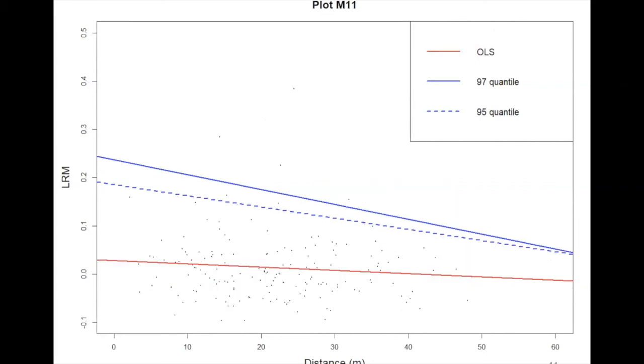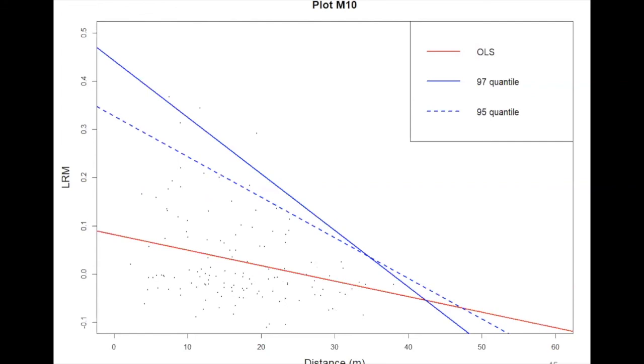Next slide. This is plot M11, also a high thinning intensity, and you do see a steeper general trend here. And then we see plot 10 on the next slide, and it was a high thinning intensity and showed us the steepest significant general downward trend as genetic relatedness decreases as distance increases.